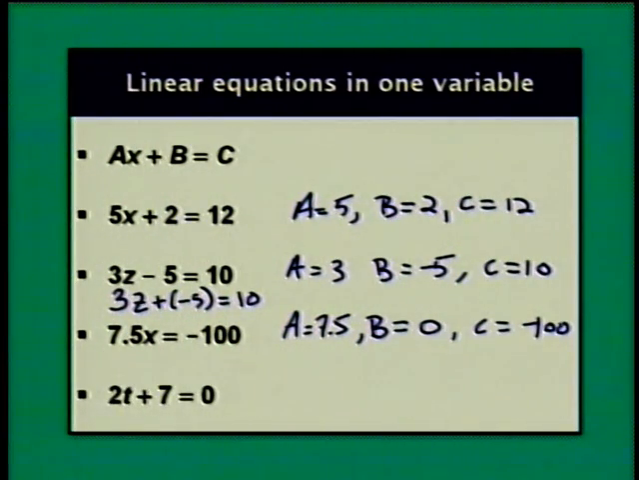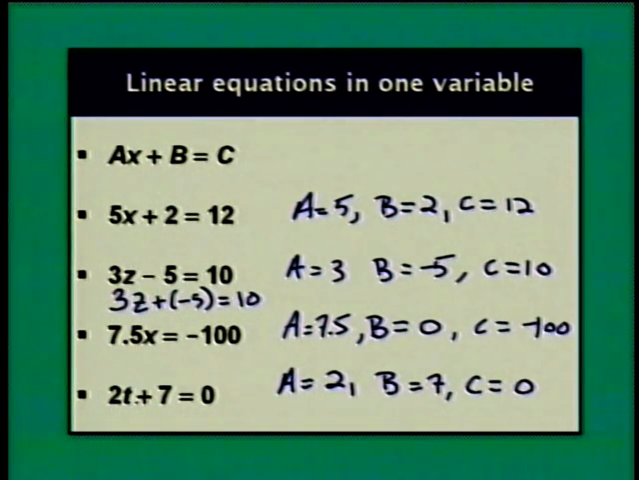In the final example, we have a value of c, which is 0, and that's also possible. Here we have a equals 2 and b equals 7. In this case, the variable is t.